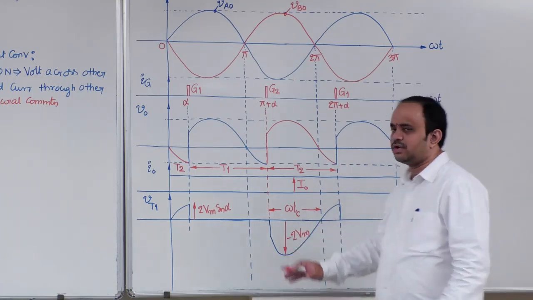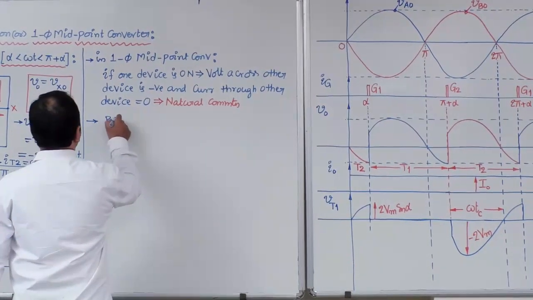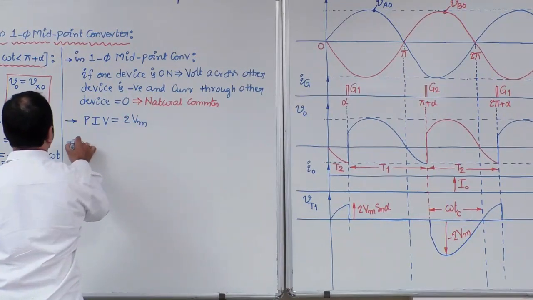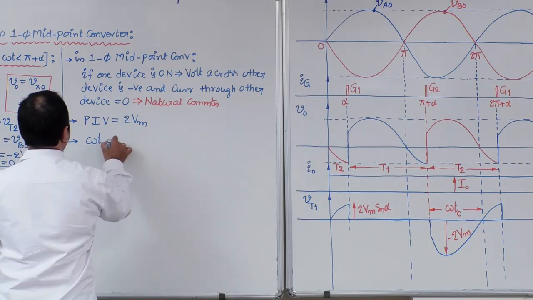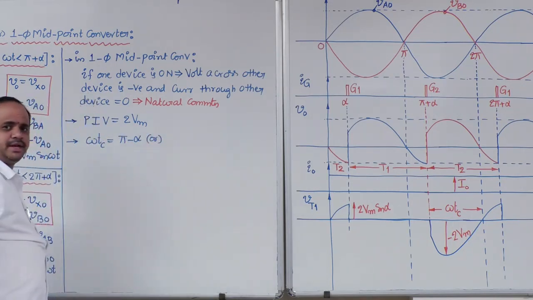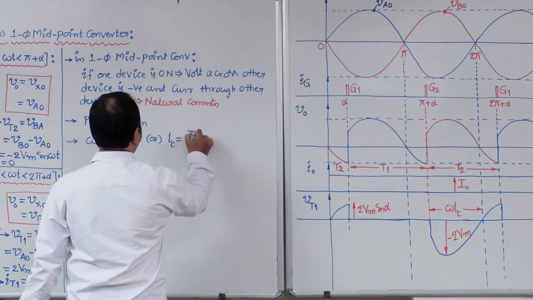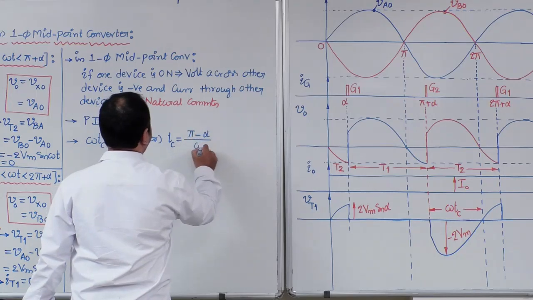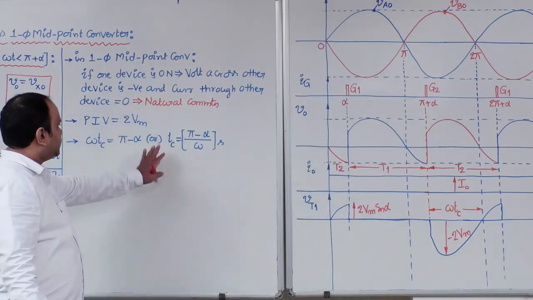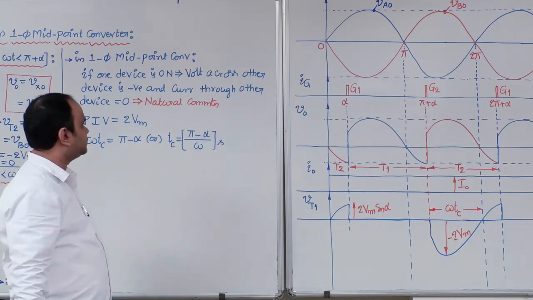Now let us write down these conclusions at one place. Peak inverse voltage is equal to 2Vm. Circuit turn off time is pi minus alpha, or Tc is equal to pi minus alpha divided by omega, in seconds.